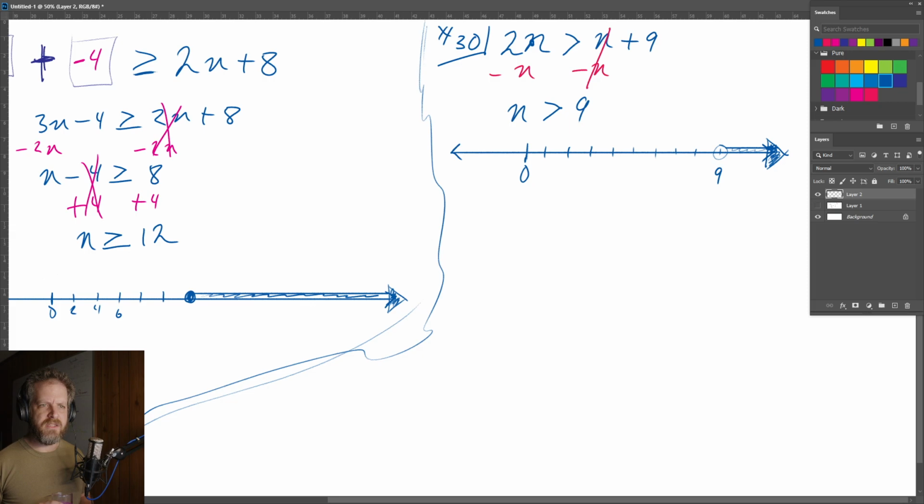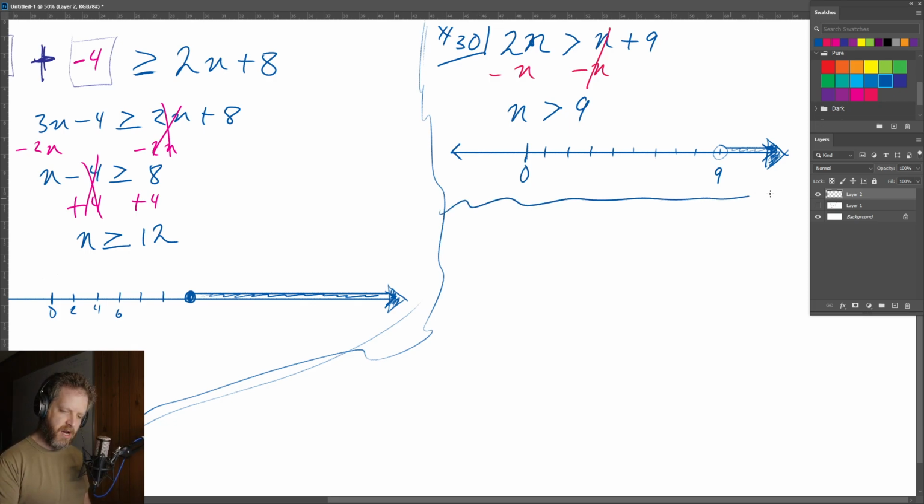Number 28, he says. What time is it? I think we have plenty of time, don't we? 10:37. Yeah, we've got time. We do, in fact, have the time. So, number 28 is 6x plus 5 is greater than or equal to 7x.